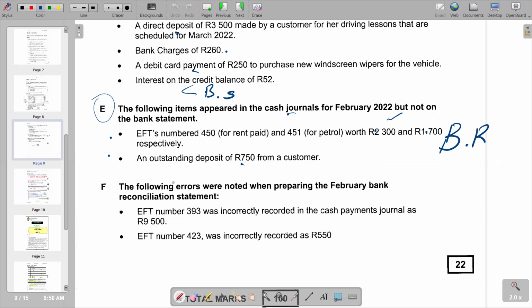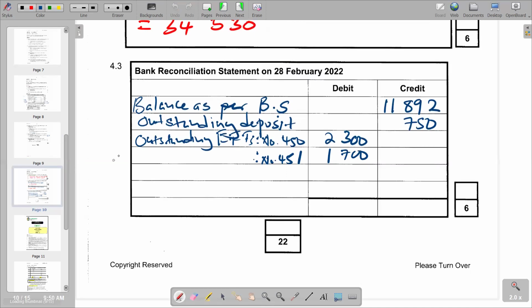Lastly, we've got the four errors that were noted when preparing the February bank reconciliation statement. We are seeing these two errors which affected the journals, so we are not going to adjust them in the bank reconciliation. So it means we've exhausted all the errors which need to be corrected in the bank reconciliation statement. So from there, we can now calculate the balance.